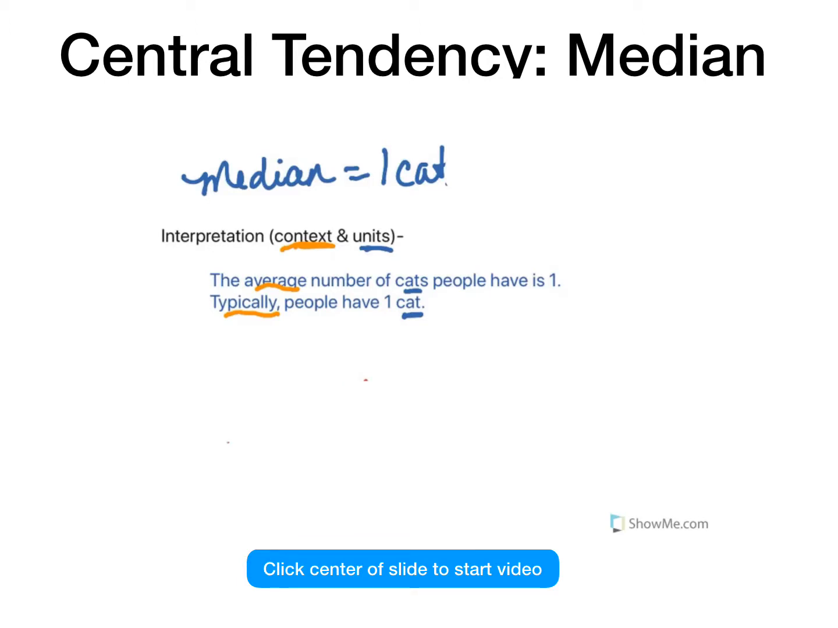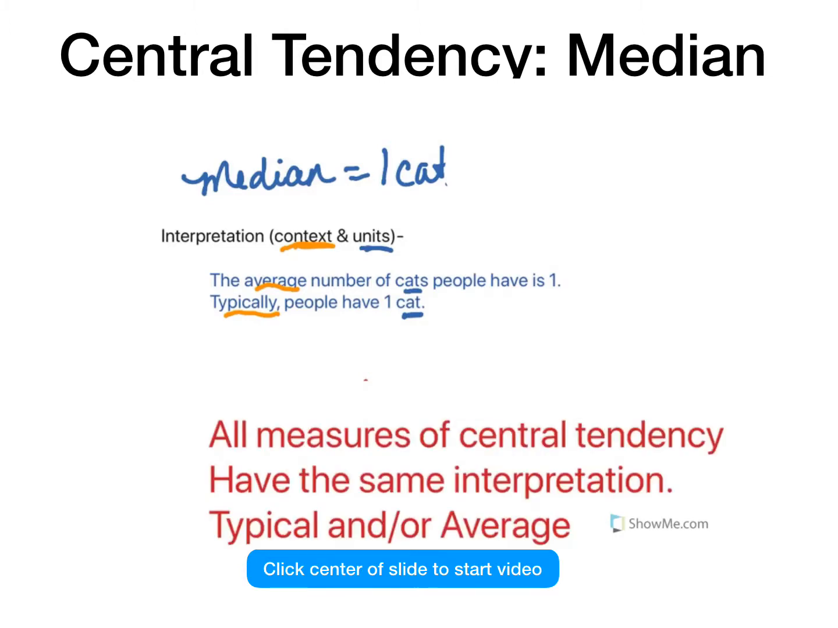And here's me misspelling interpretation, so I'll just erase that. And just in case you didn't get my point, all measures of central tendency have the same interpretation. So I use the term typical and/or average, whether it's the mean, the median, or soon to come, the mode. Right?